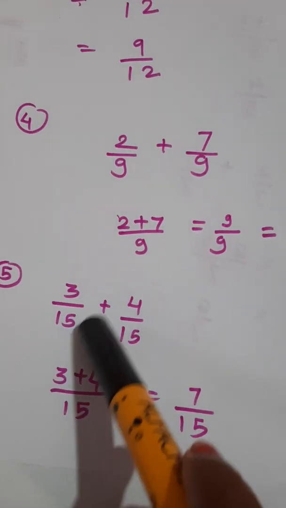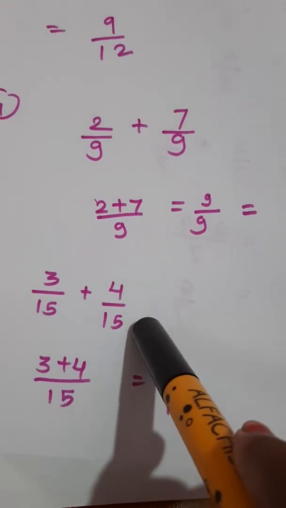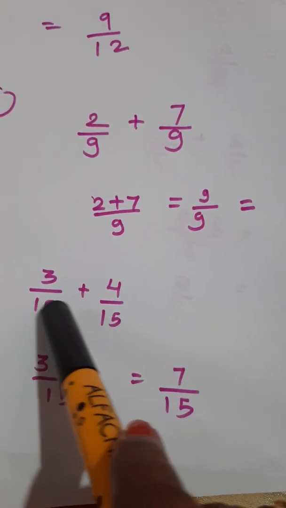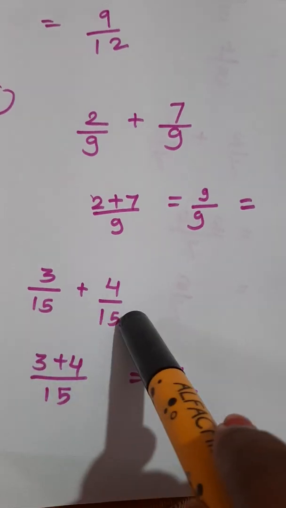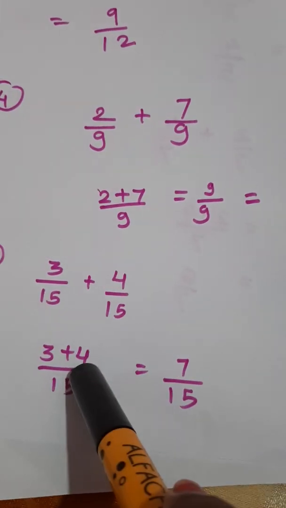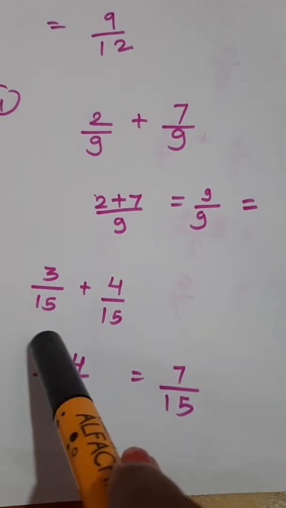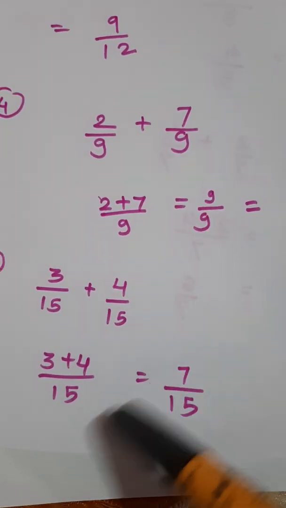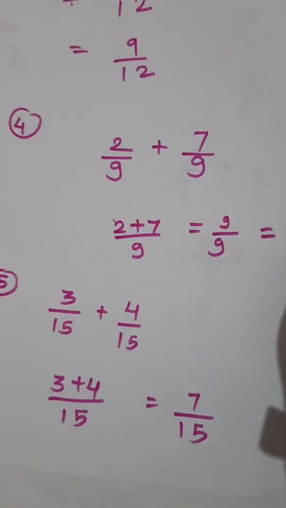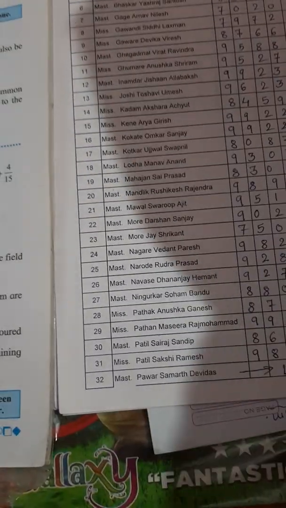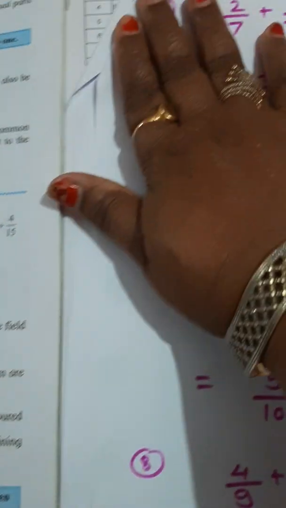Next sum, 3 upon 15 plus 4 upon 15. As their denominators are equal, they are like fractions. Give them the common denominator. 3 plus 4 upon 15. 3 plus 4, 7. 7 upon 15 is the answer. Let's see the next problem.